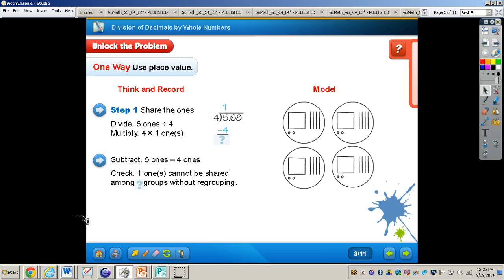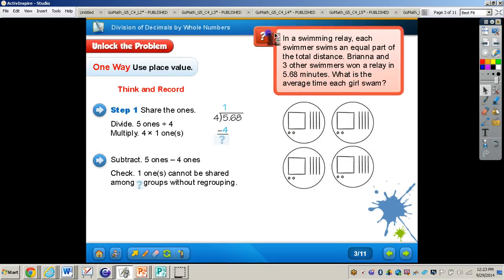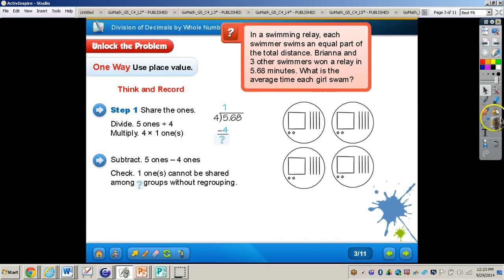It says in a swimming relay, each swimmer swims an equal part of the total distance. Brianna and 3 other swimmers won a relay in 5 68/100 minutes. What is the average time each girl swam? Taking a look at that question off to the side, it says how many swimmers are part of the relay team? It's important to understand this because it appears as though there are only 3. However, we can see that it says Brianna and 3 other swimmers. Now it's important to know that Brianna is included within that, so there are 4 total swimmers.